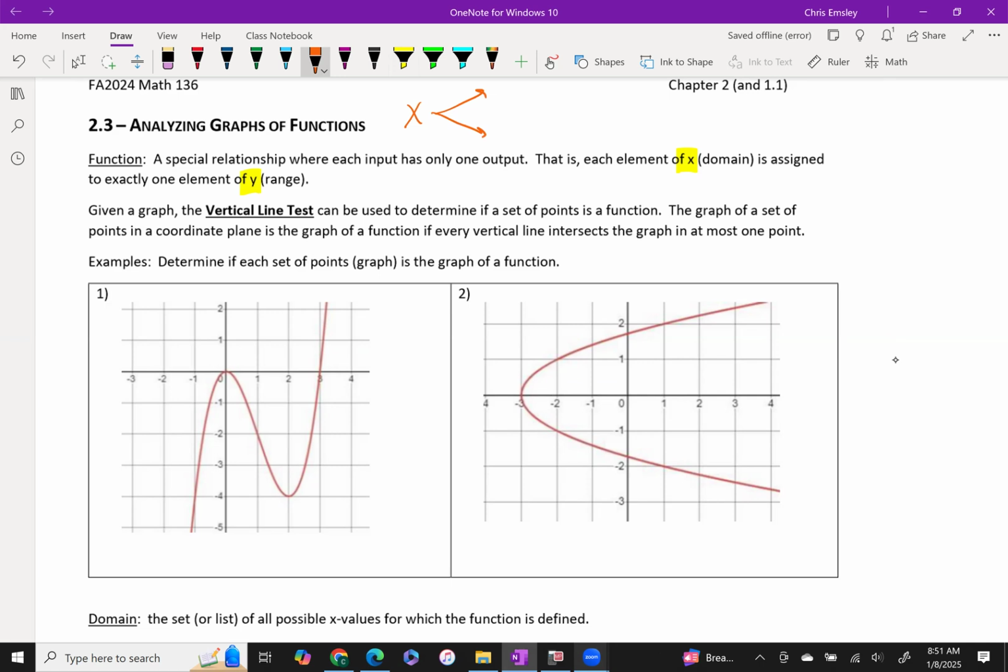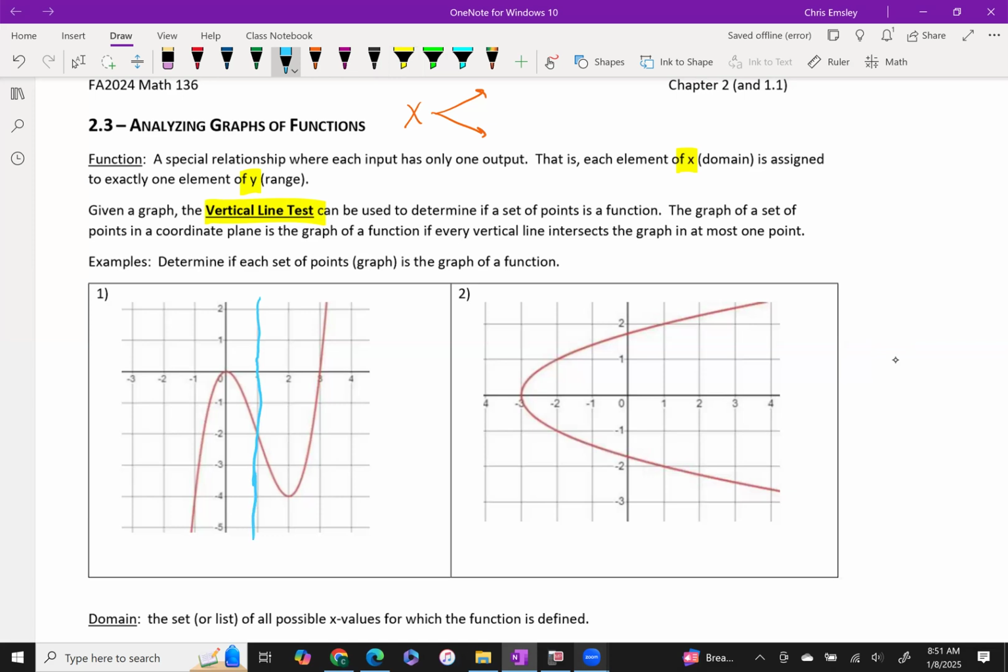And if we have a graph of an equation, we can do what's called the vertical line test to see if that graph is a function or not, okay? So again, remember I said every x has to go to just one y. So on this example number 1, I'm going to pick an x value. I'm going to pick x equals 1, and I'm going to draw a vertical line right there. So that's the x value, x equals 1.